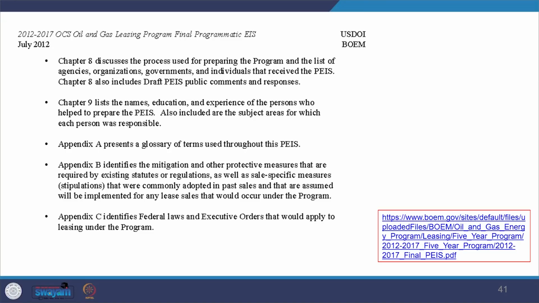And in chapter 8 you see that they discuss the process used for preparing the program, and the list of agencies and organizations which are there, and list the names, education, and experiences of persons who helped prepare the impact statement. In chapter 9, and then in the attachments, all the details have been provided. So you see how intensive the report is.